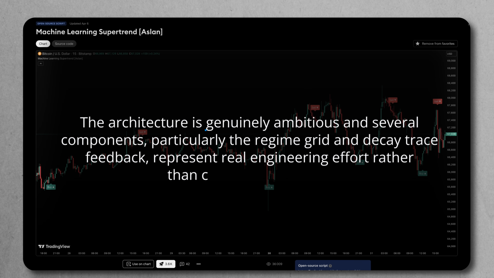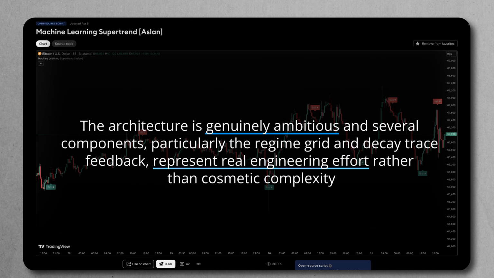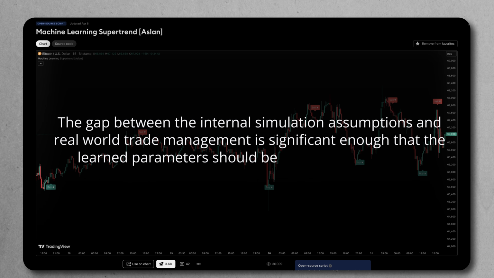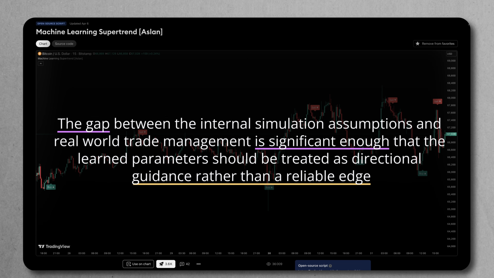The architecture is genuinely ambitious, and several components, particularly the regime grid and decay trace feedback, represent real engineering effort rather than cosmetic complexity. The gap between the internal simulation assumptions and real-world trade management is significant enough that the learned parameters should be treated as directional guidance rather than a reliable edge.